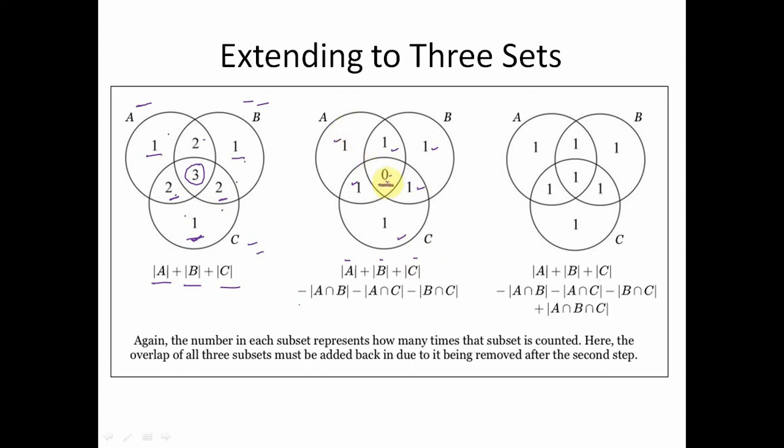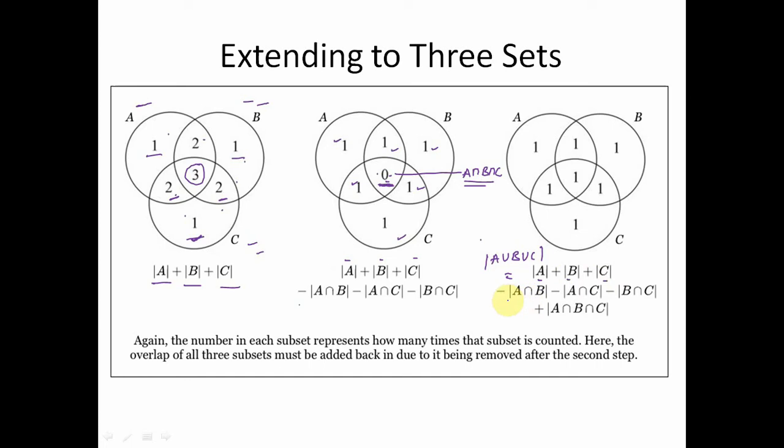Now what are these elements? These are the elements which are represented by A intersection B intersection C. So these are the elements which are present in all the three sets. So how do I find the cardinality of A union B union C? This is the cardinality of A plus cardinality of B plus cardinality of C.